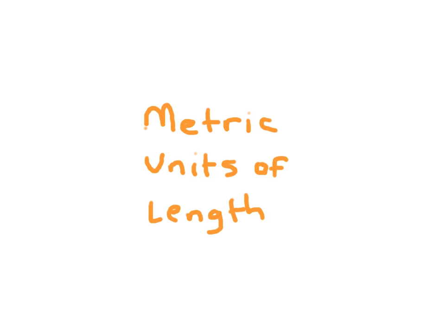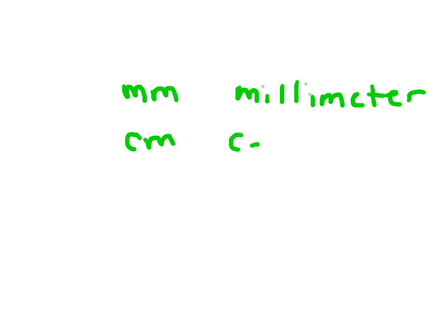Let's take a look at metric units of length. One of the smaller units of length that we will work with in the metric system is called the millimeter. Larger than the millimeter will be the centimeter, which we will abbreviate cm. In fact, 10 millimeters equals 1 centimeter.